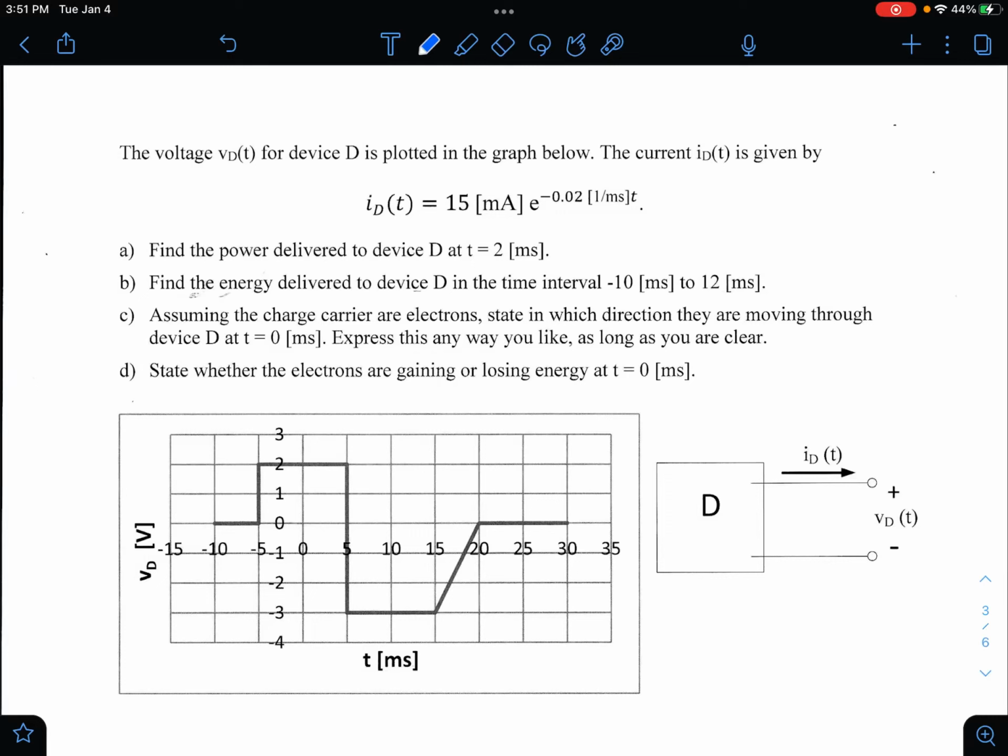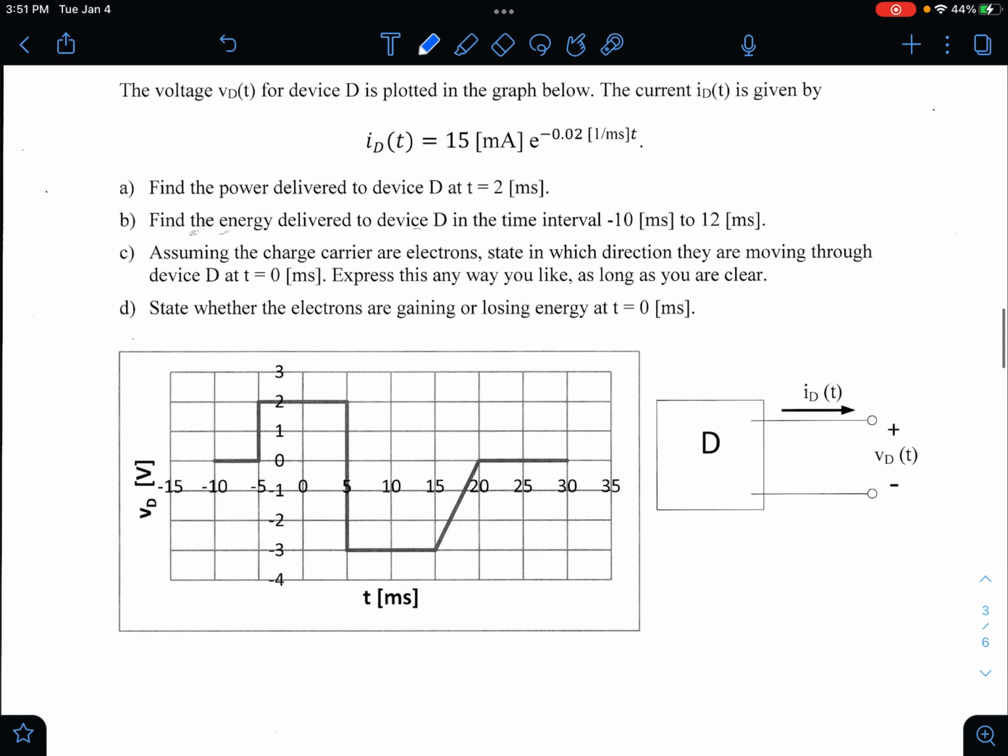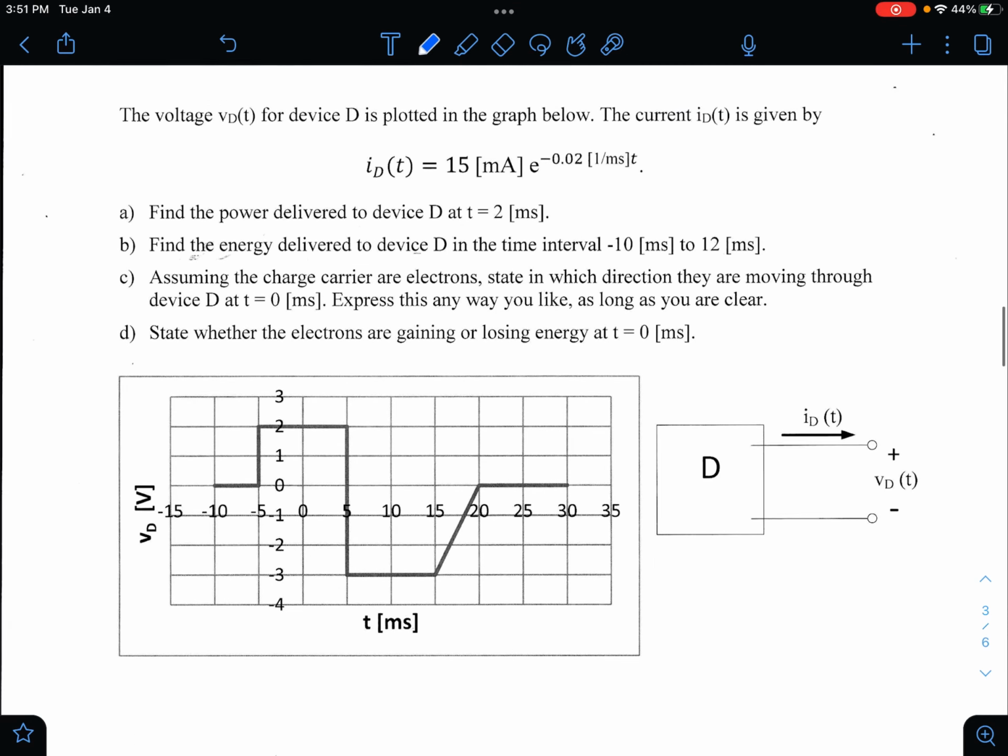Hey guys, today I'm going to be talking to you all about how to do this circuit problem. It's a pretty standard problem. You have this device D with a current going through it and a voltage that they're measuring. And I'm going to break it up into 4 parts just so I don't make the video too long.